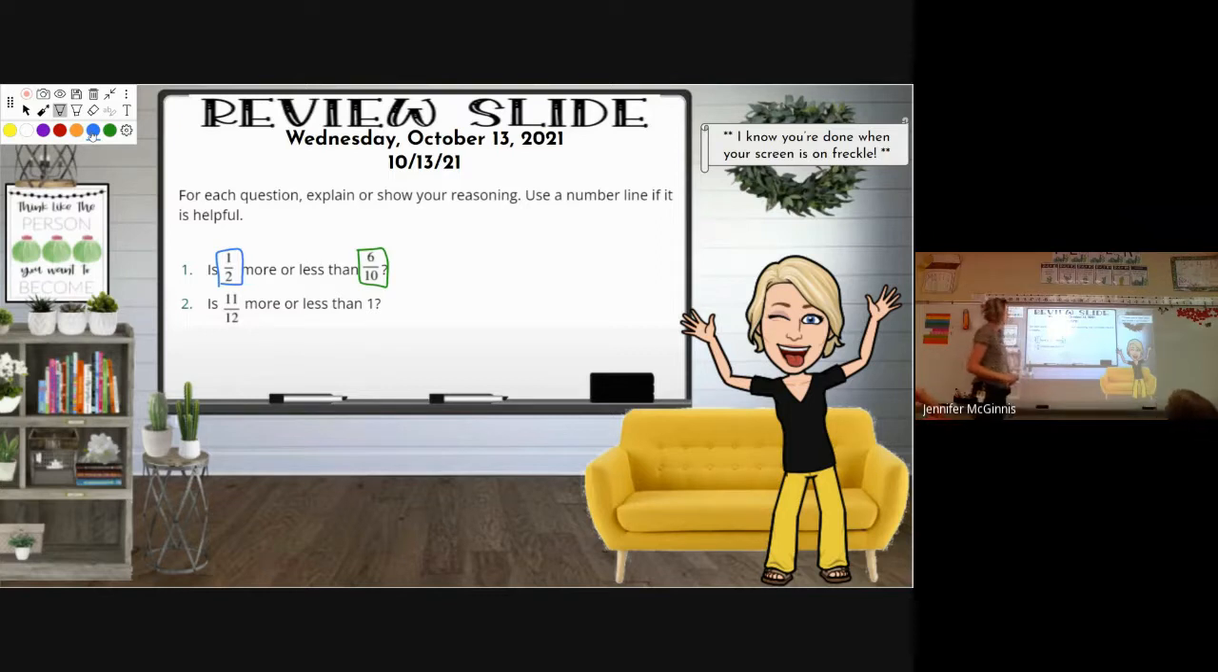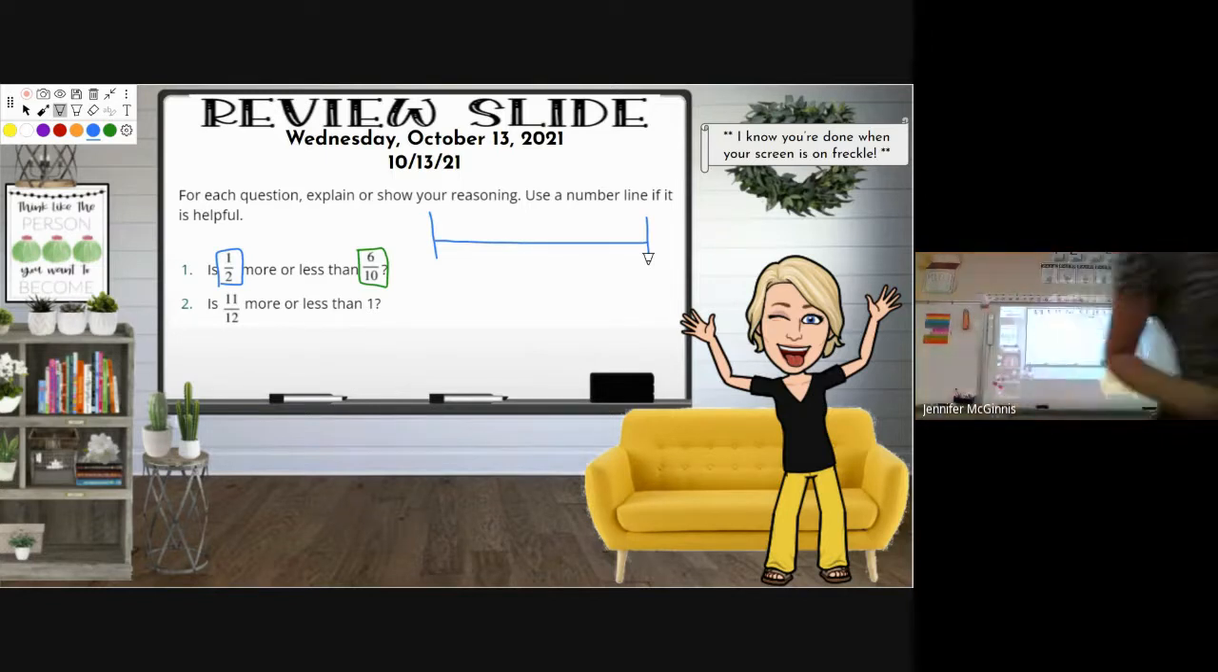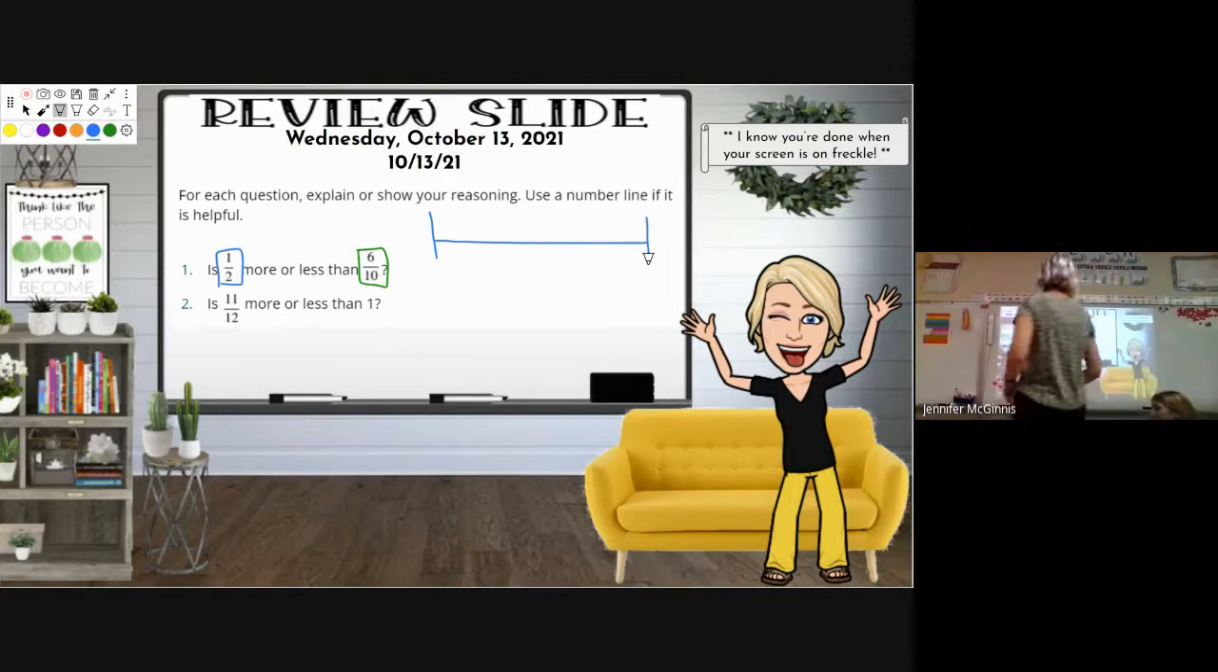What can we do to solve this? What is an idea, Lila? A number line. Let's draw a number line. Great idea. I'm going to draw my first number line in blue to match with the 1/2. So when I have a 1/2, what do I need to do to that blue number line? Nikki? Let's split it in half here, and this stands for the 1/2 mark. Is that correct? Yes, ma'am.